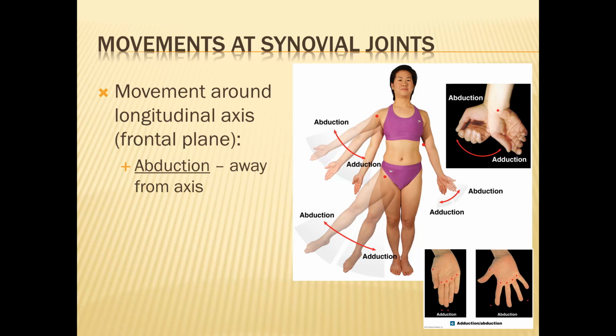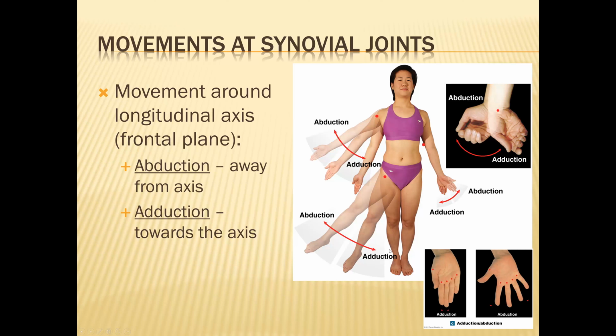So with abduction, you are moving away from the main axis of the body. And a way to remember this is think like when aliens abduct people, they take them away. So abduction is taking the limb away from the main axis. And then adduction is adding it back. So abduction, we're abducting it and taking it away. Adduction, we are adding it back to the main axis.